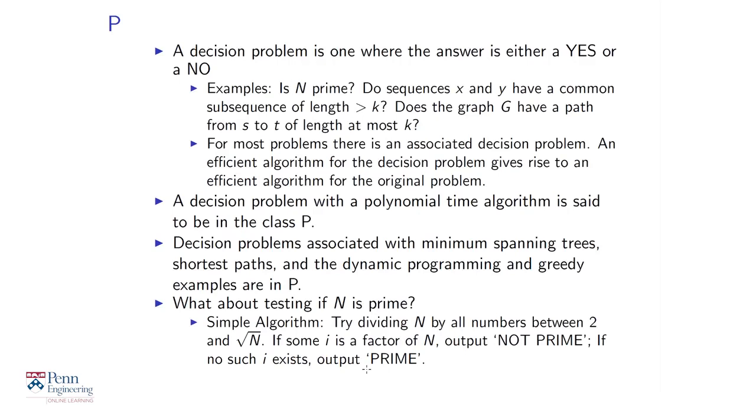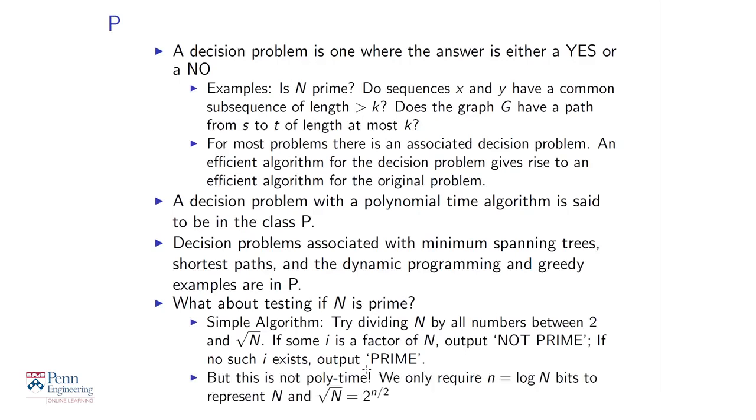So the simplest algorithm is to just divide n by every number between 2 and square root of n. If any of those i's is actually a factor of n, then you found a factor of n and n is not prime, and you can say not prime or no. And if no such i is found, so none of the numbers between 2 and square root of n divide n evenly, then you can say yes, or n is prime. So that's an algorithm for the decision problem of, given n, is it prime? It takes about square root of n steps because you're going to try dividing n by square root of n different numbers. Is that a polynomial? Well, square root of n is big O of n, certainly.